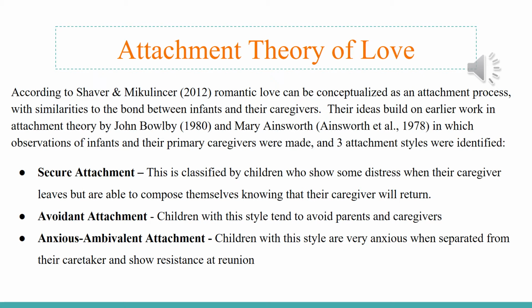The first, secure attachment. This is classified by children who show some distress when their caregiver leaves, but are able to compose themselves knowing that their caregiver will return. The second, avoidant attachment. Children with this style tend to avoid parents and caregivers. And the third, anxious ambivalent attachment. Children with this attachment style are very anxious when separated from their caretakers and show resistance at reunions.